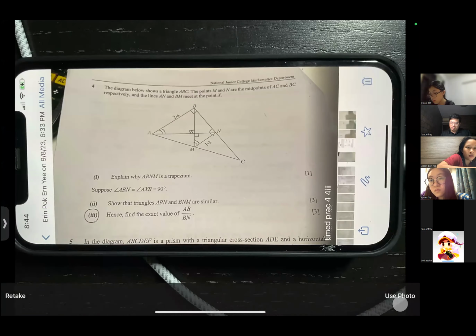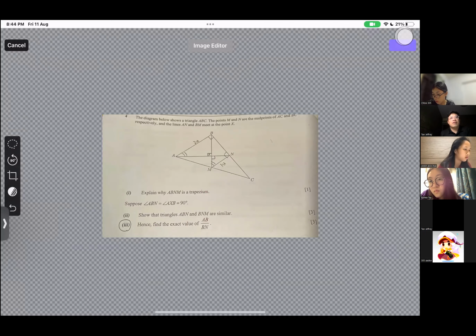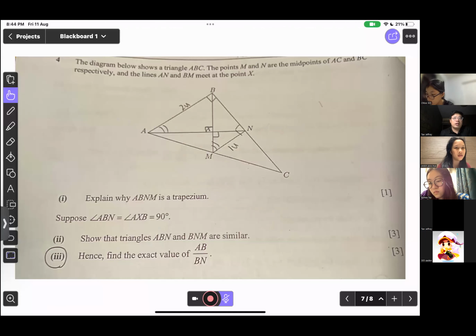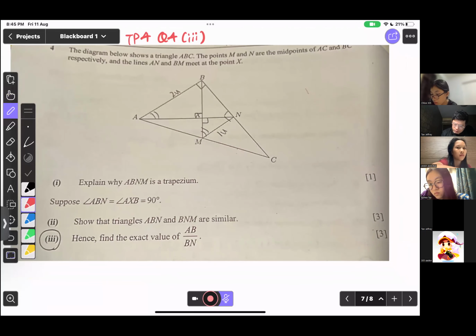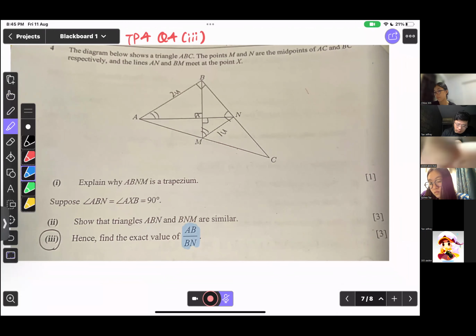Oh, geometry. My very healthy fear of geometry. Okay, so find the value of AB. This is time prep 4, question 4, part 3. When I talked about this in class, I was saying that this one must have to do with similar triangles. So this one seems to have given me some hint.